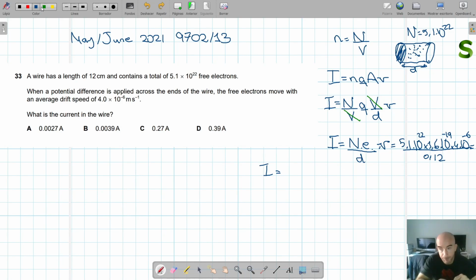And that is 0.272 amps. So the correct solution would be C, which is the one that the marking scheme gives us. So it's correct.